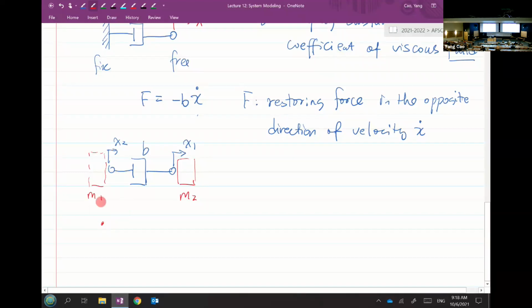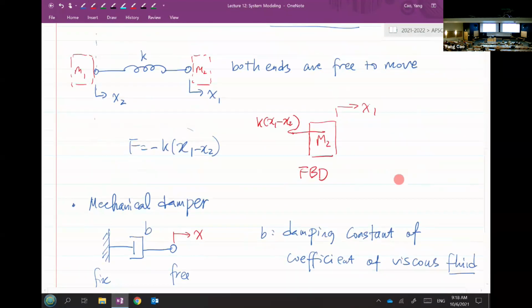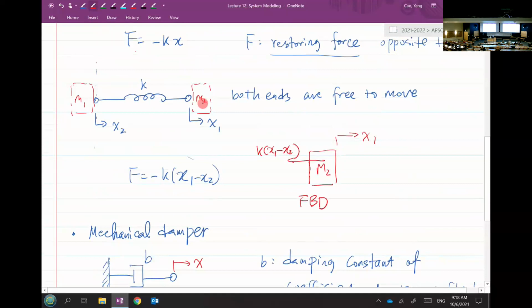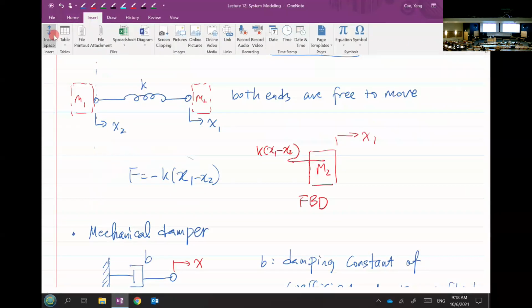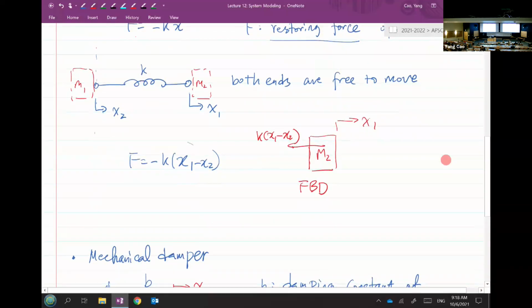Now, because I have M1 and M2, one on the left side, one on the right side. Actually, I should probably go back to this example because I only drew the free body diagram for M1. You know what? Maybe I should draw one more free body diagram here. What would be the free body diagram for M1? Right. What will be the free body diagram for M1 then?